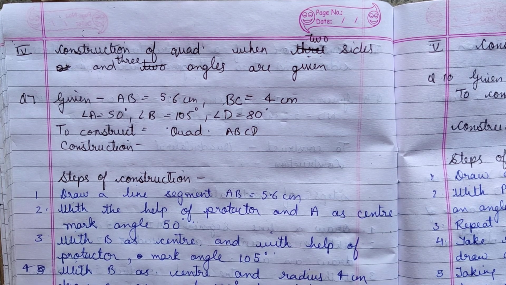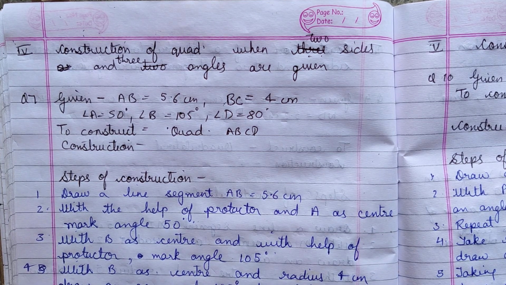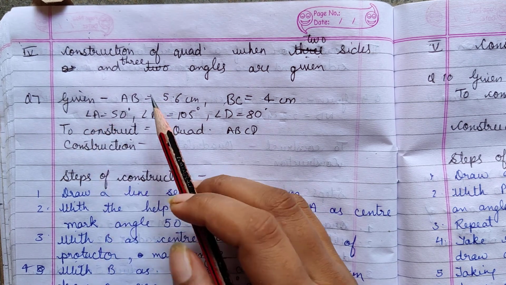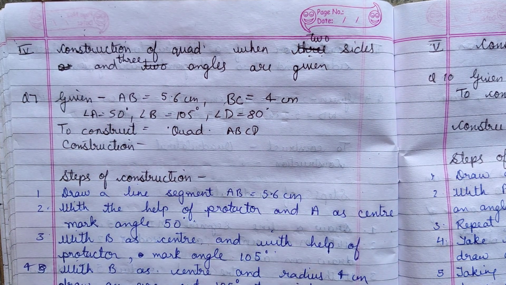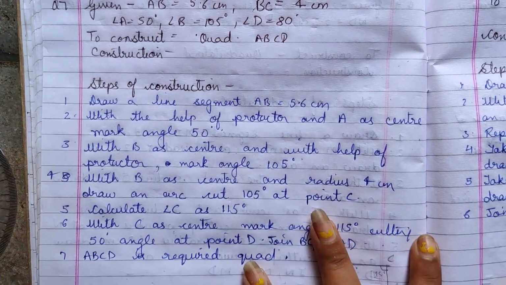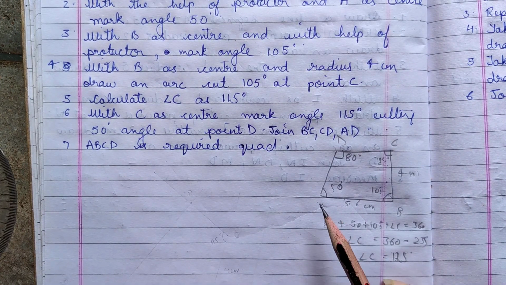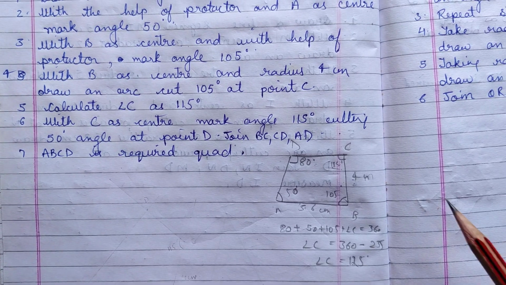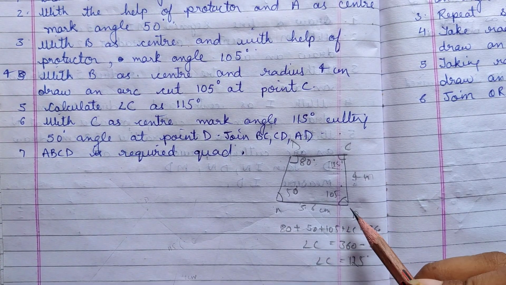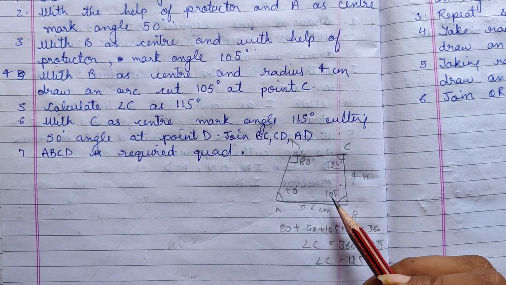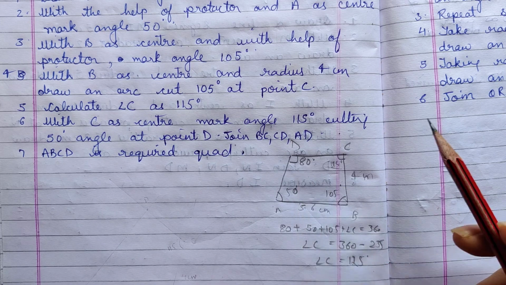So the next type of construction is when you need to construct a quadrilateral where two sides and three angles are given. So this is question number 7. Starting with it, here is the rough figure for this quadrilateral ABCD, where AB is 5.6 centimeter, BC is 4 centimeter. Two sides are given and three angles are given. Angle A is 50 degree, angle B is 105 degree, and angle D is 80 degree.